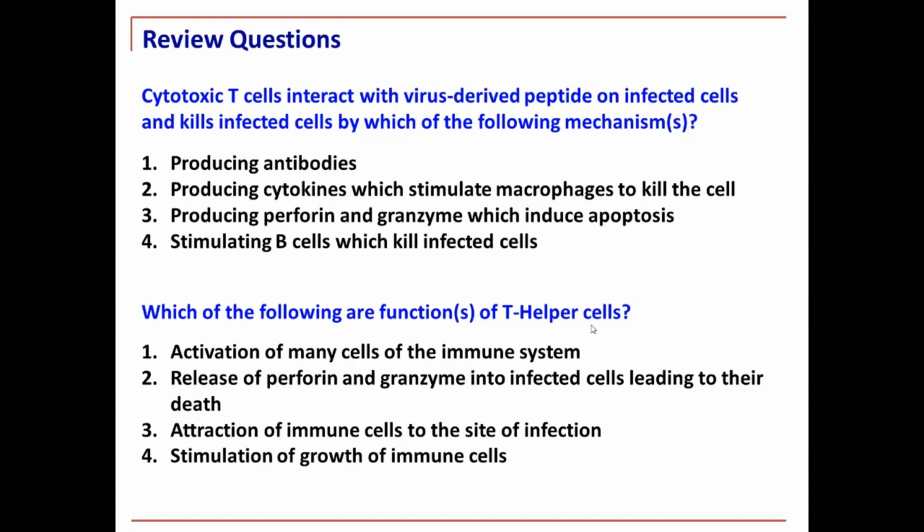Number 2, which of the following are functions of T helper cells? Number 1, activation of many cells of the immune system. Of course, that's correct. We've just done it. They release perforin and granzyme into the infected cells, leading to their death by apoptosis. That is incorrect. Remember, it's the cytotoxic T cells, the CD8 positive cells, that do that. Do they attract immune cells to the site of infection? Yes, they do. Do they stimulate the growth of immune cells? Yes, they do.